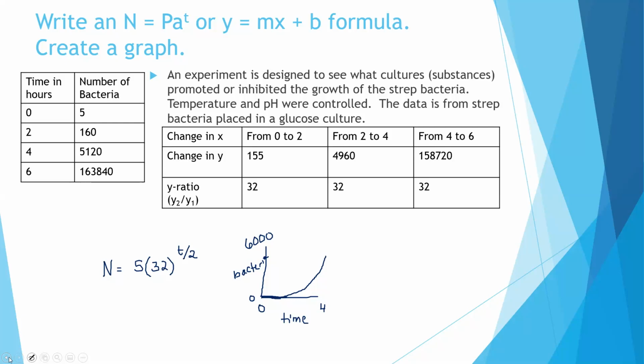The first thing that my chart asks me is what is happening with the change in Y values. So when I look at the change in Y values, that's up here in the chart, change in Y, and I see it's 155, it's 4,960, it's 158,720. So I see that it's really getting bigger. It's obviously not constant. They're positive, so they are increases in Y, and they get bigger as I go across.